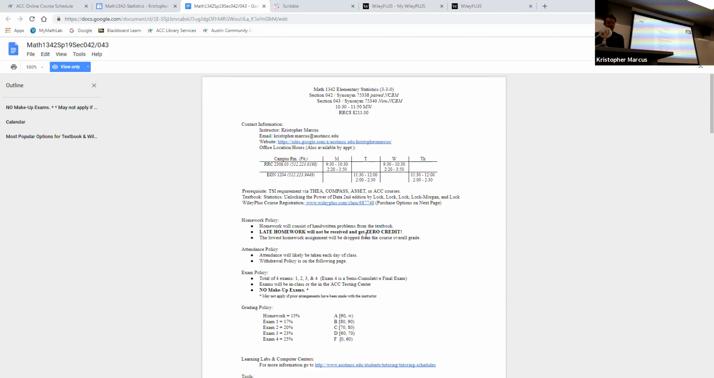One way to access the book is through this WileyPLUS course registration, the link that's there. That link will take you straight to the registration for this course. And we'll talk about what options you have for getting a hold of the book and some of the resources therein. The homework policy: homework will consist only of handwritten problems straight out of the textbook.